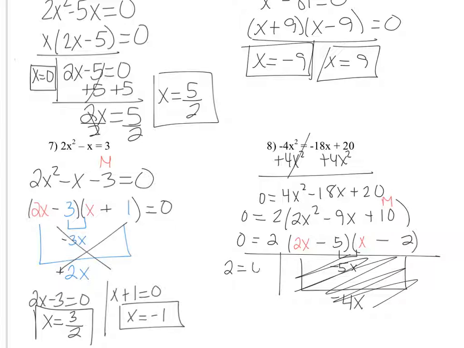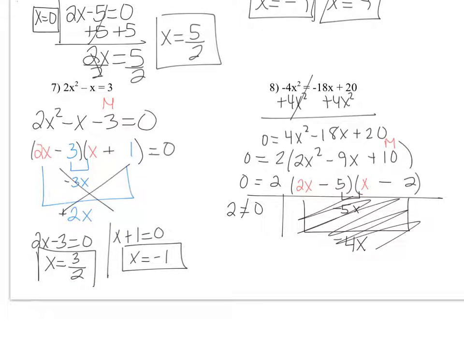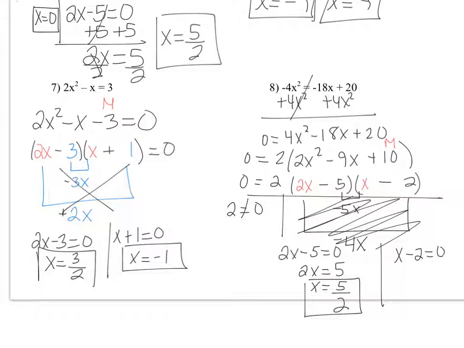So 2 equals 0. That makes no sense, so we're going to reject that. And now we're going to do 2x minus 5 equals 0. And again, I'm running out of room, so we'll just add 5 and divide by 2. And the next one we have is x minus 2 equals 0. Add 2 to both sides, and we get x equals 2.